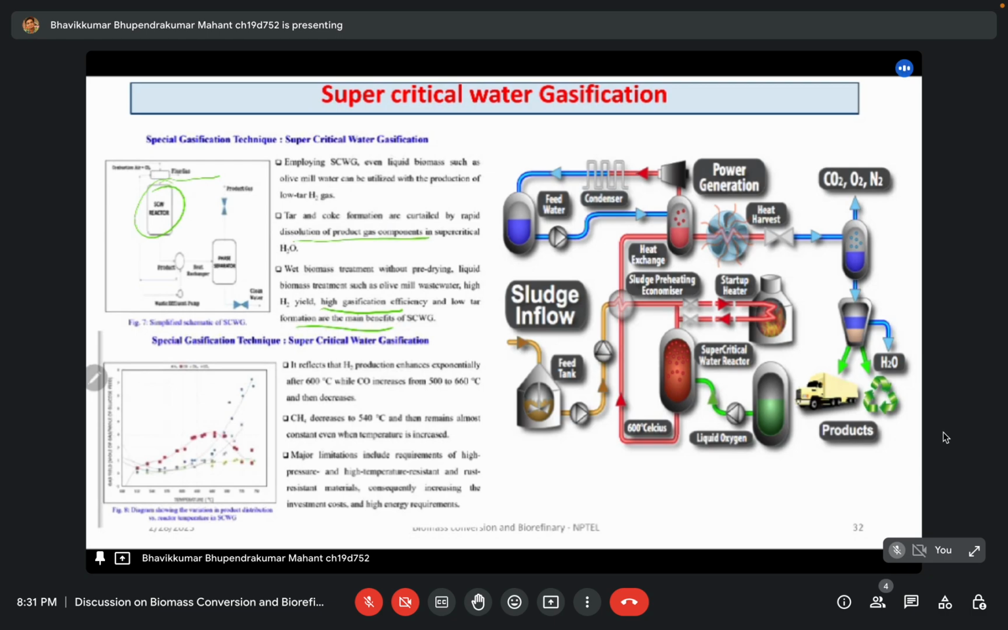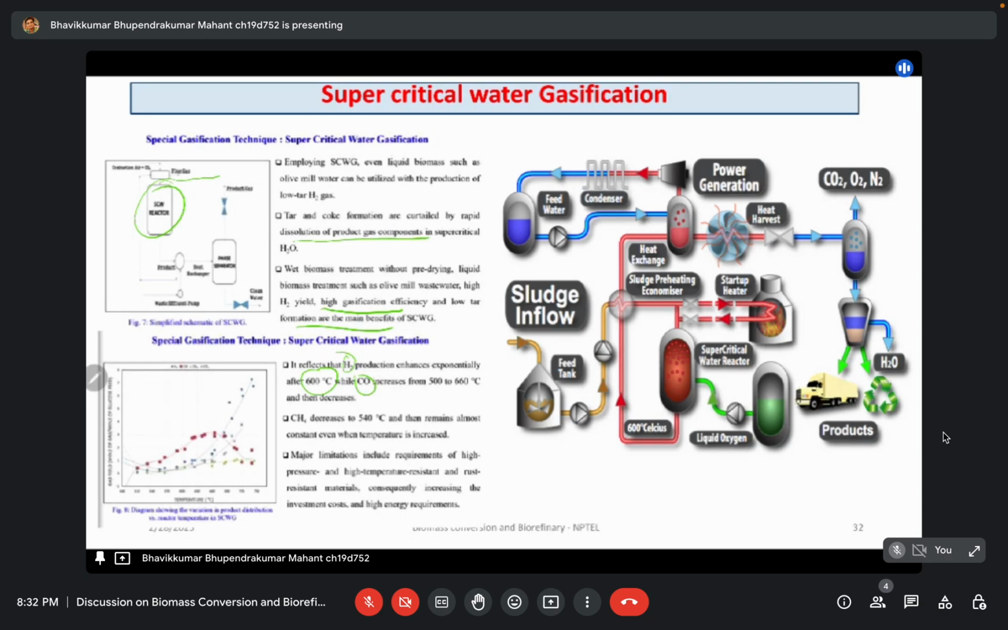If you look at this graph, which is not that visible, when you go above 600 degrees centigrade in supercritical water gasification, hydrogen production increases. Carbon monoxide increases up to 500 to 660 degrees centigrade, then decreases, and methane decreases. This helps us finalize our product into the maximum fraction of H2 and CO if we are using supercritical water gasification. That's why people are using this technology.